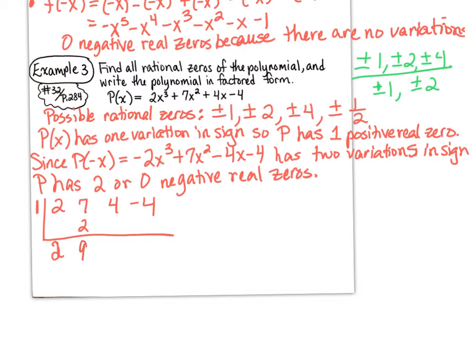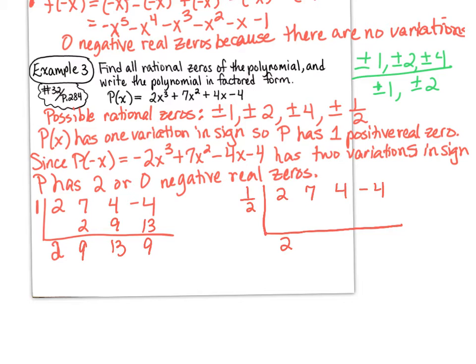Continue. Multiply, you get 9, and then 13 multiplied by 1 gives 13, and then you get 9. This doesn't have a remainder of 0, right? So 1 is not a factor. 1 is not a zero. Let's try 1/2.